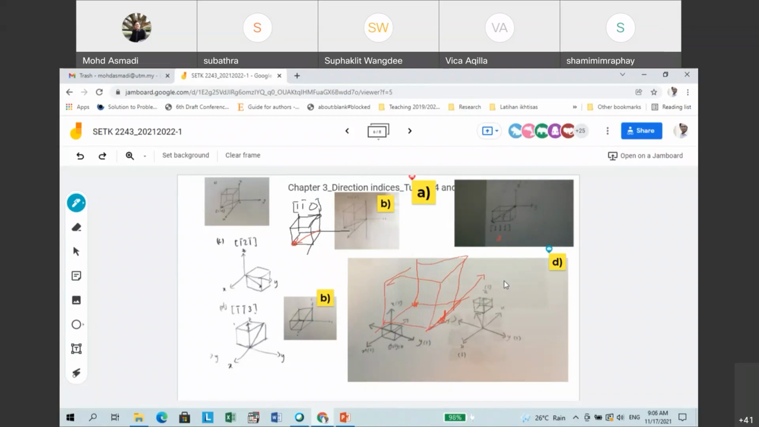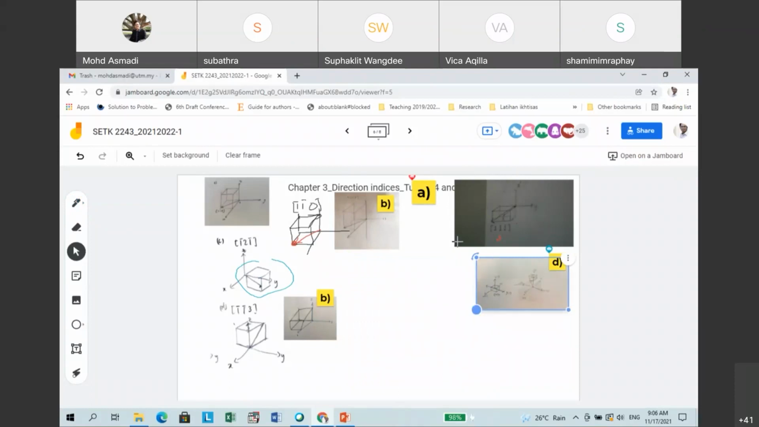B mana? Berterabur pula. C ya. C, let me check C. C mana ni? Tak nampak lah, I cannot see. I think this one right. Let me check. Is it your position? Okay, for C, I move this one first. I make it small. This one.